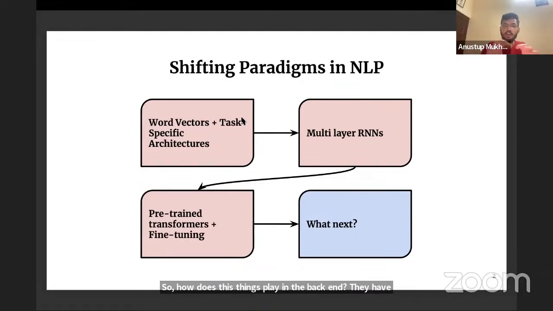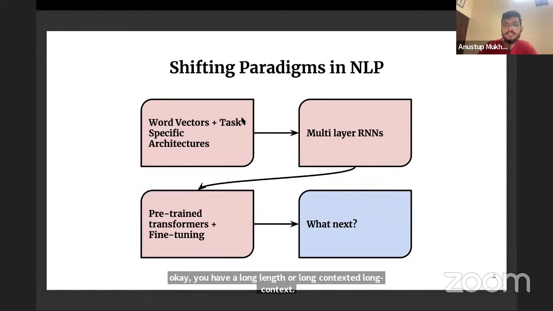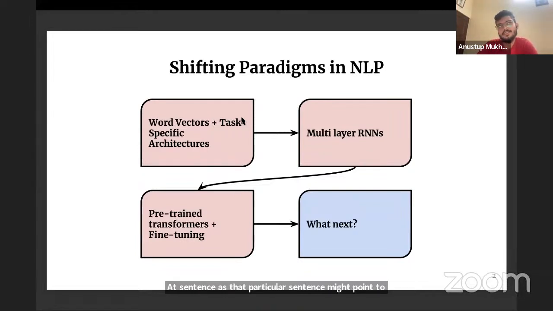Okay, you have a long, long-contexted sentence, and that particular sentence might point to multiple knowledge bases. Just for an example, if I am telling someone, okay, please write a code in C++ for finding even numbers in a list, and here is the given list, and you have to write the most optimized solution for it. This particular sentence is obviously a very long sentence, and it is pointing towards multiple knowledge bases.